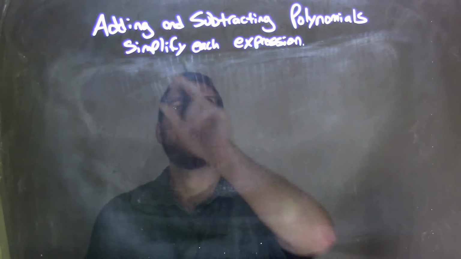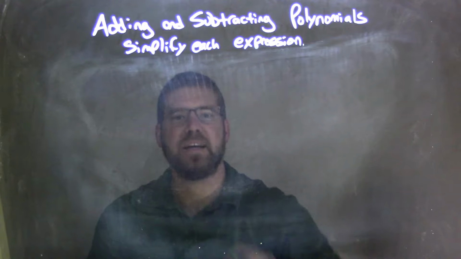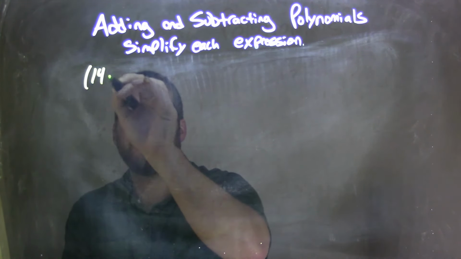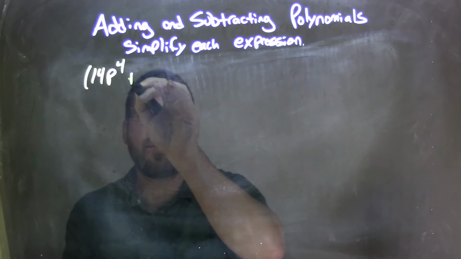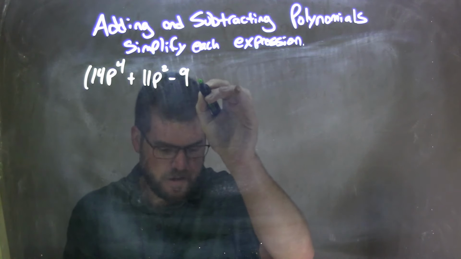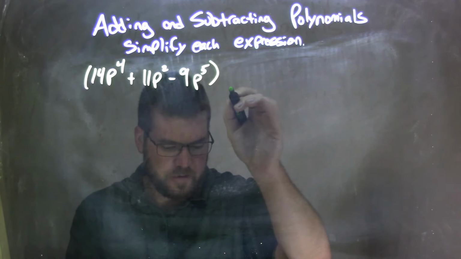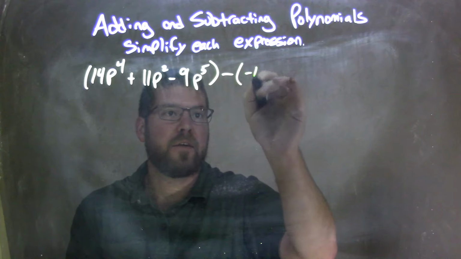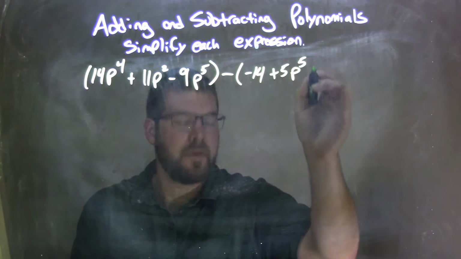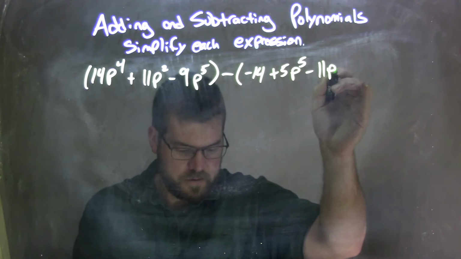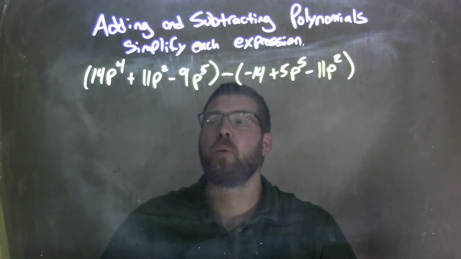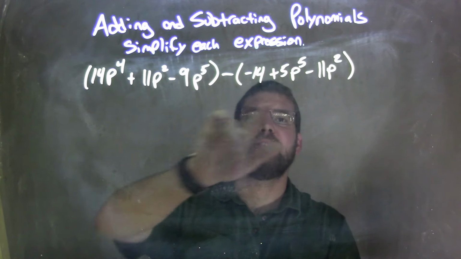And today we're going to learn about adding and subtracting polynomials, and we're going to simplify each expression. So if I was given this expression, 14p to the fourth power plus 11p squared minus 9p to the fifth, parentheses, minus, parentheses, negative 14 plus 5p to the fifth minus 11p squared. Okay. Well, from there, I want to see if each parentheses inside it can simplify.